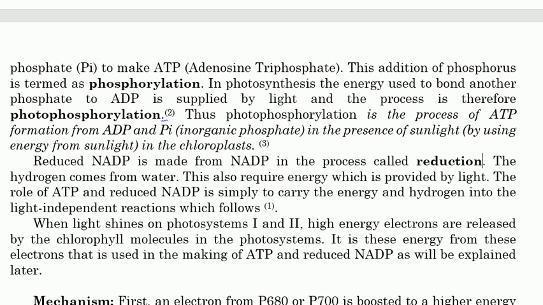So the role of ATP and reduced NADP is simply to carry the energy and hydrogen into the light independent reaction which follows. When light shines on photosystems 1 and 2, high energy electrons are released by chlorophyll molecules in the photosystem. It is the energy from these electrons that is used in making ATP and reduced NADP, as will be explained later.